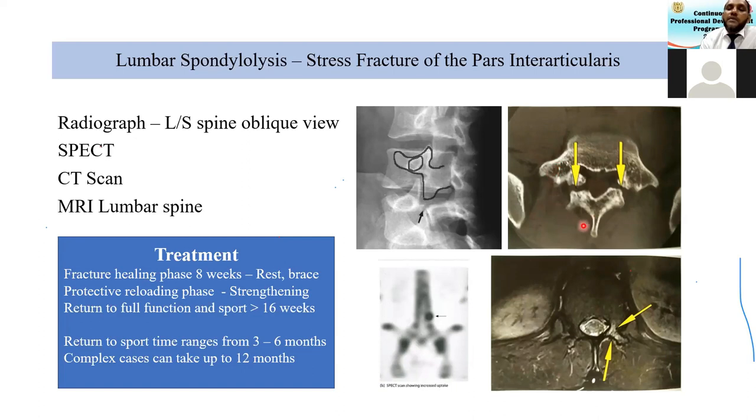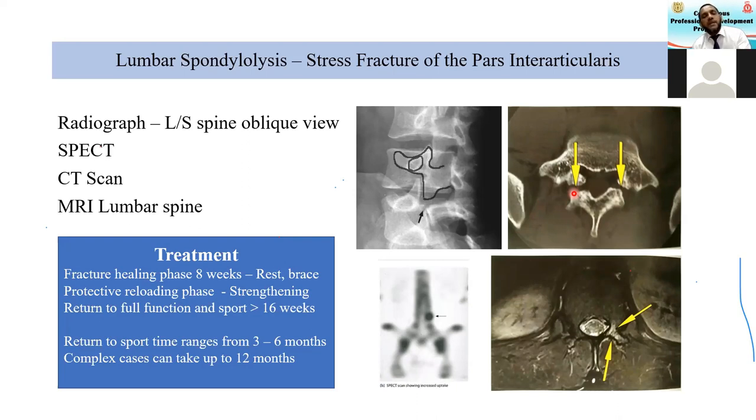Chronic non-united fractures are better seen in CT, where you can see the defect and the irregular margin of the posterior element between the pars. The treatment for this condition is basically in multiple phases, and the return to play can take up to 3 to 6 months. In complex cases, it can go up to 12 months.